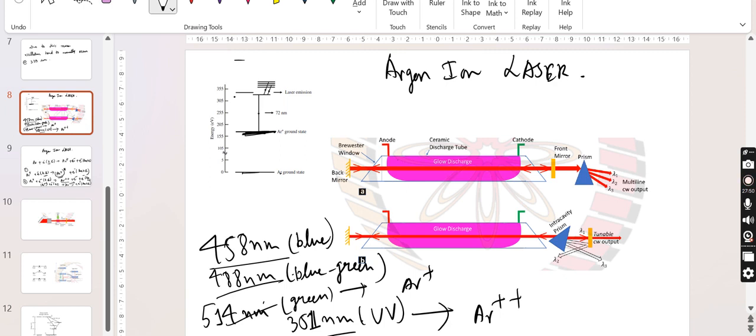But if we want to choose one lambda only, we put that prism inside the cavity, and the prism is placed in such a way that it only allows lambda 1 to get amplified inside the cavity, and we will get only lambda 1 as the output.